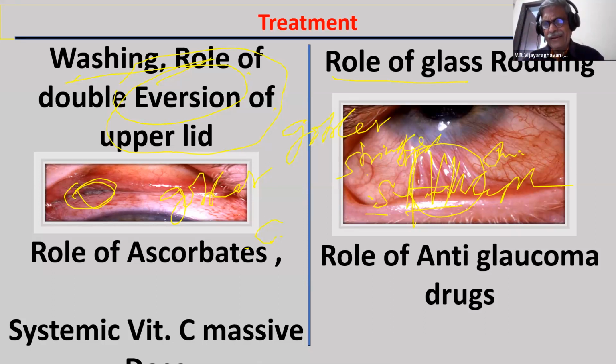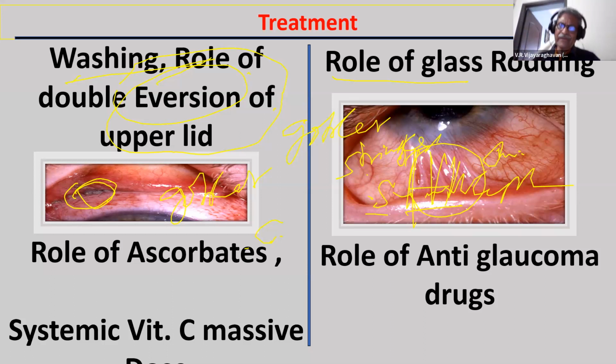That is why in all chemical injuries, better be careful. You have to apply anti-glaucoma drugs, like maybe timolol, maybe betaxolol. So many drugs are available for us, so we can use those drugs to reduce the intraocular pressure. Never forget this. So chemical injury patients, we have to use them.